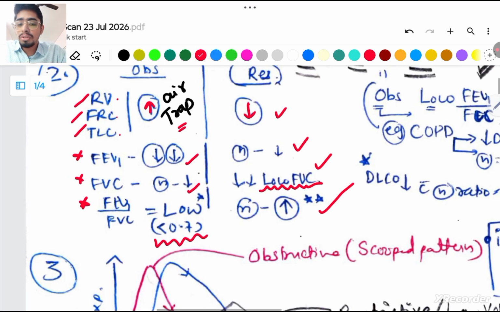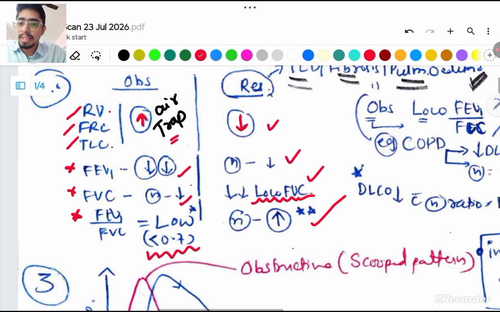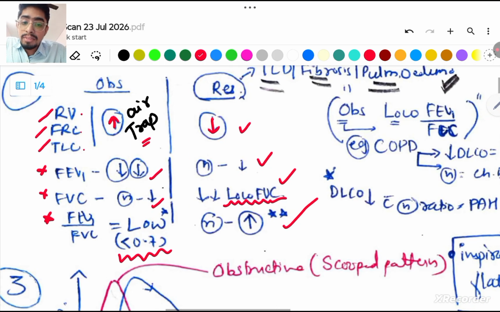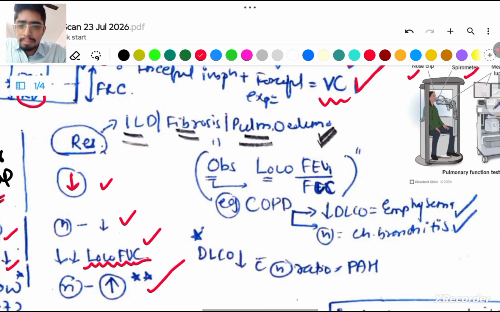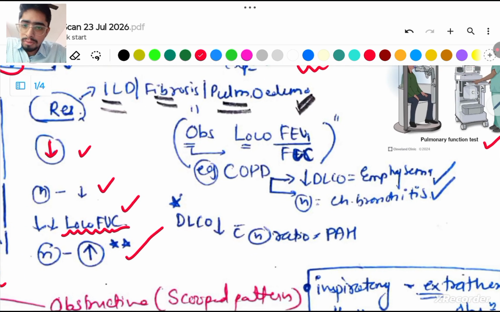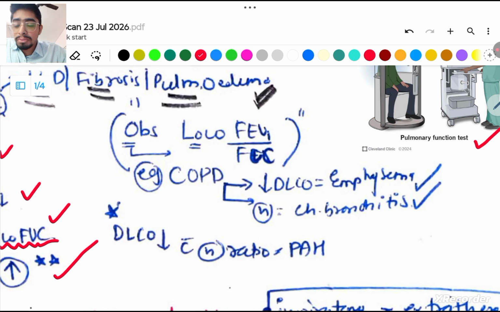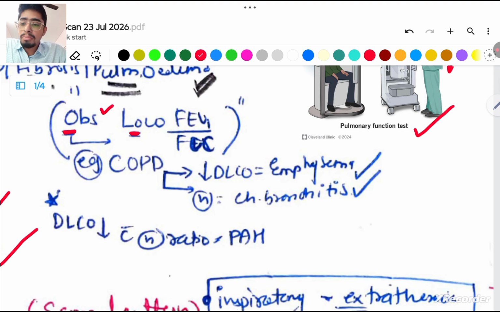If you need to remember only two things about this second point, remember that FVC would be normal to decreased in obstructive disorder, and in the restrictive pattern it would be a very low FVC. In the restrictive pattern, the examples are ILD, fibrosis or pulmonary edema. We already know that; this is a basic concept. In the obstructive pattern we have a low FEV1 upon FVC ratio. How to remember? O is there in obstructive, and there is a low FEV1 upon FVC ratio. The examples include COPD, which has two types, emphysema and chronic bronchitis.